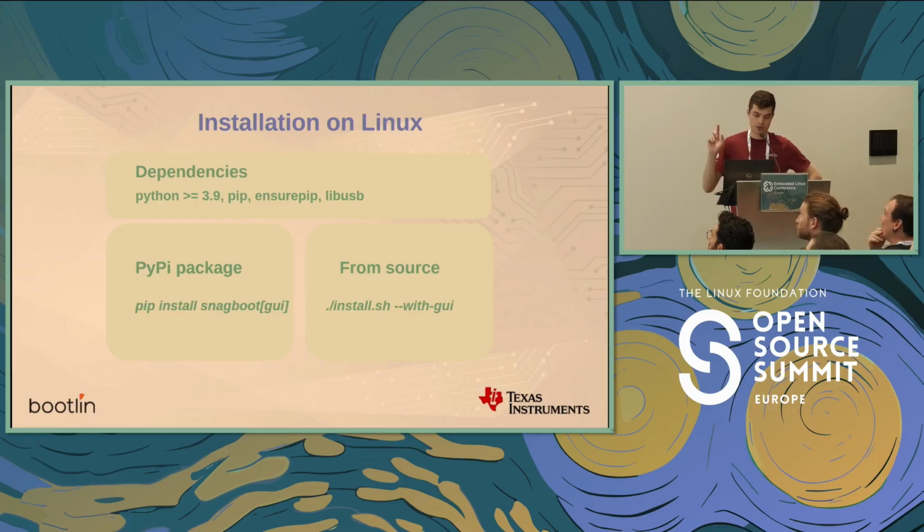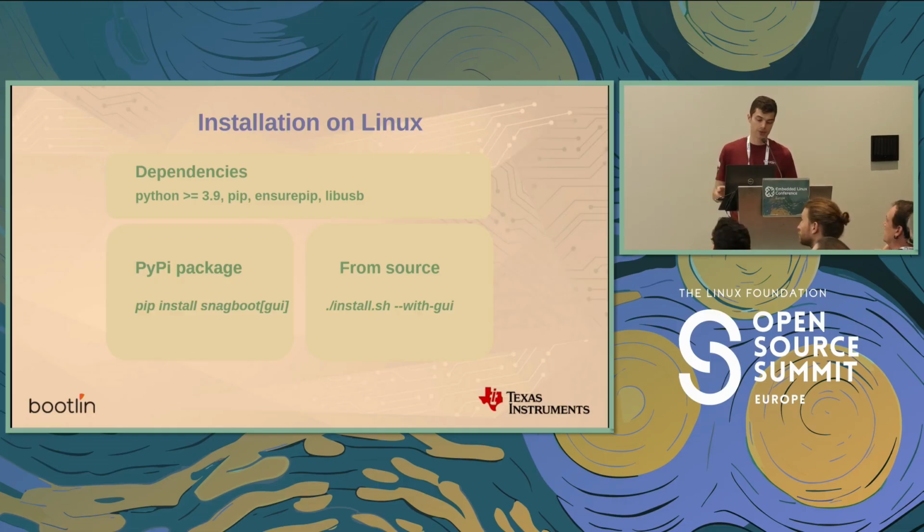Just pay attention to something. We have a GUI variant, which is the one which actually provides Snag Factory. The reason for this is that when we added Snag Factory, we pulled in a dependency for the GUI library called Kivy. A lot of old users of Snagboot did not want to deal with this dependency, so we kept it out of the base package and we added a GUI variant. So if you want to have Snag Factory, you need to install the GUI variant of Snagboot.